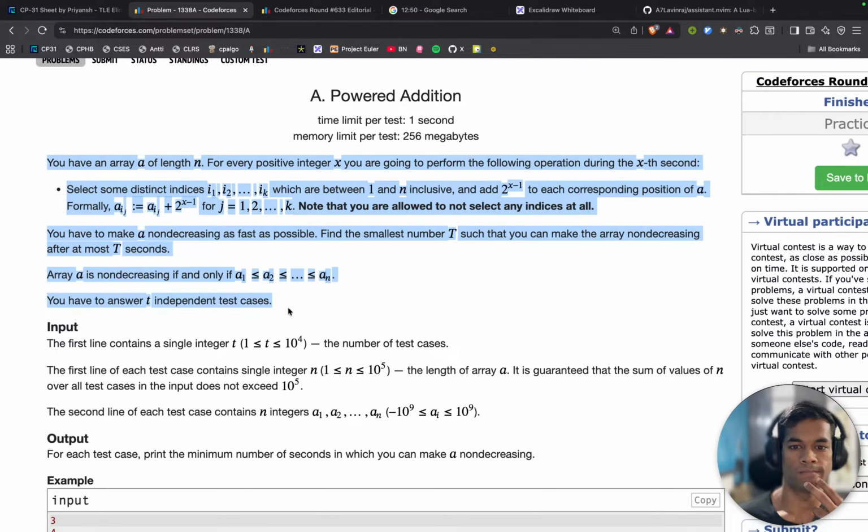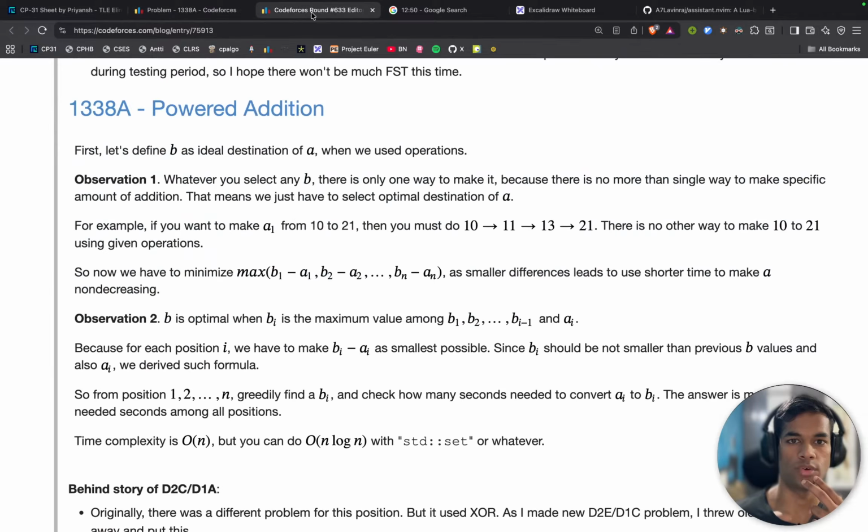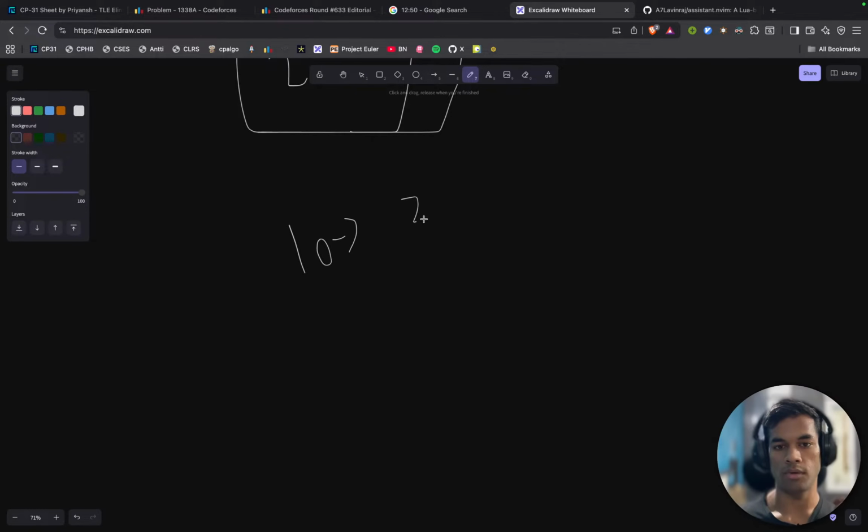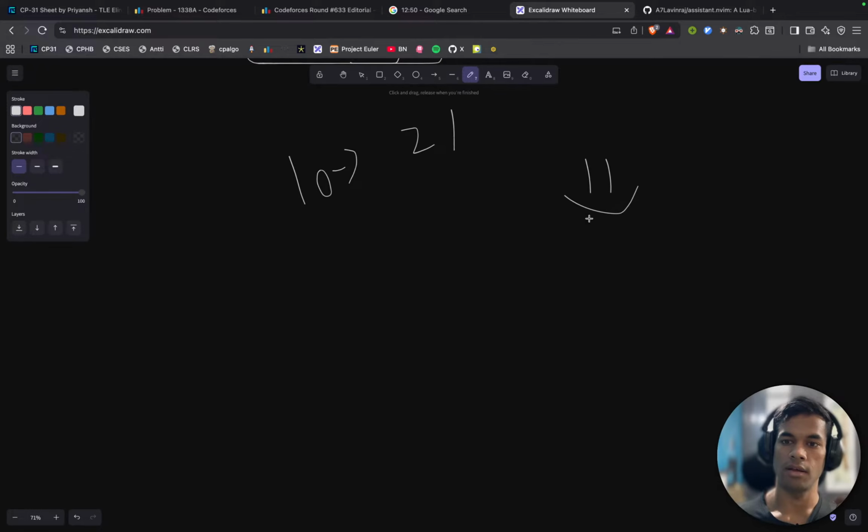Okay. Observation 1: whatever B you select, there is only one way to make it, because there is no more than a single way to make a specific amount of addition. That means we just have to select the optimal destination of A. For example, if you want to make A1 go from 10 to 21, then we have to add 11.